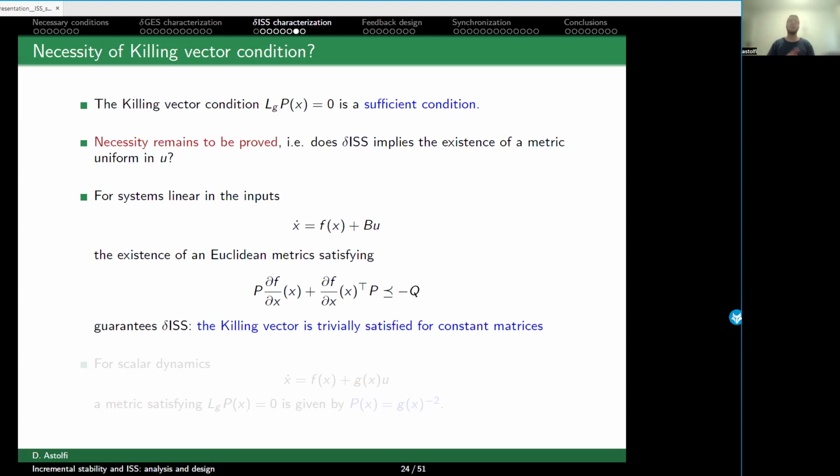For systems that are linear in the input, so x dot = f(x) + bu, the existence of a Euclidean matrix satisfying the Demidovich condition is sufficient to guarantee the incremental ISS property. And this is because the Killing vector property, since it is a property on the differential of g and P, is trivially satisfied for constant matrices. Moreover, for scalar dynamics, we can always build a matrix satisfying the Killing vector property by taking P(x) equal to g(x)^-2. And so if g(x) is uniformly bounded, we can immediately take this as a candidate metric to verify if the system is contractive with respect to the metric or not.